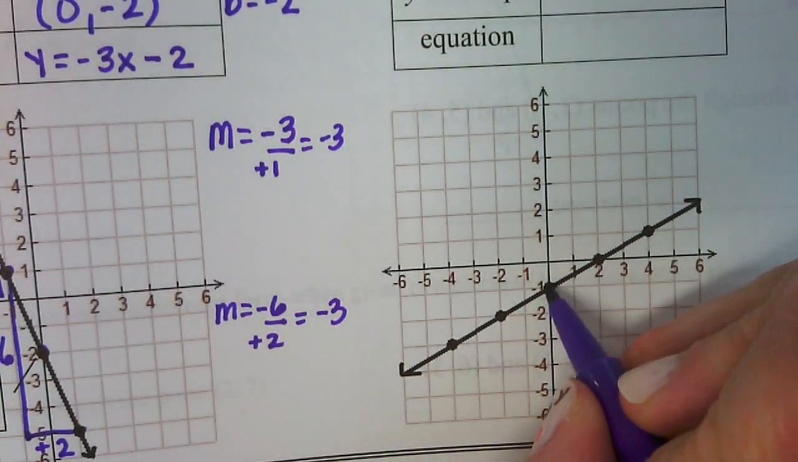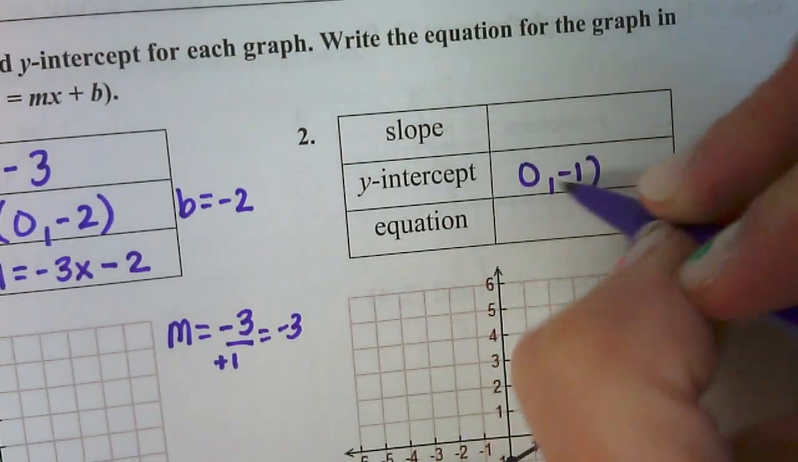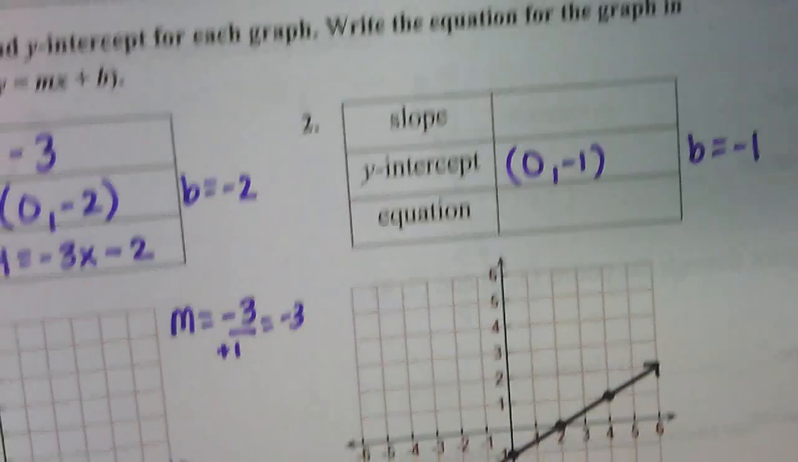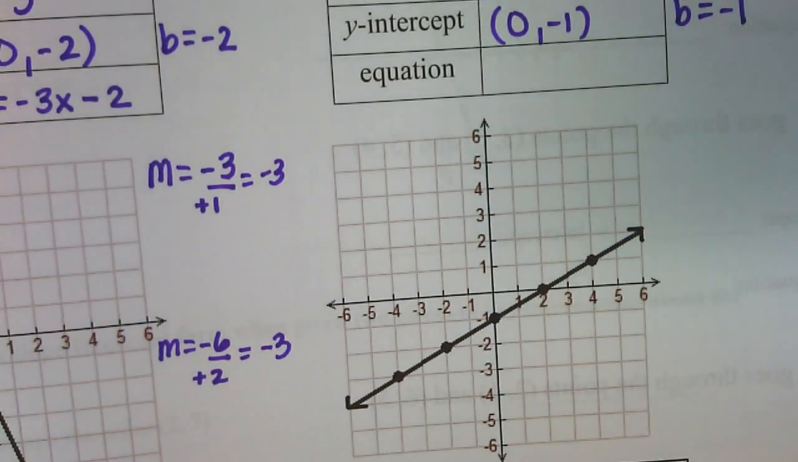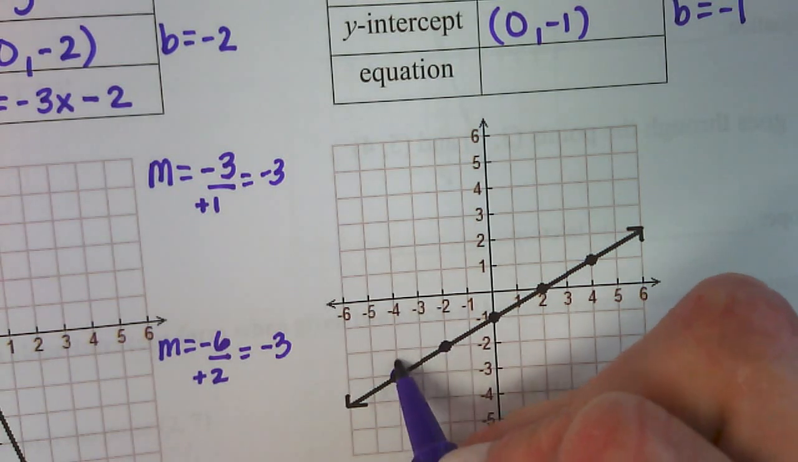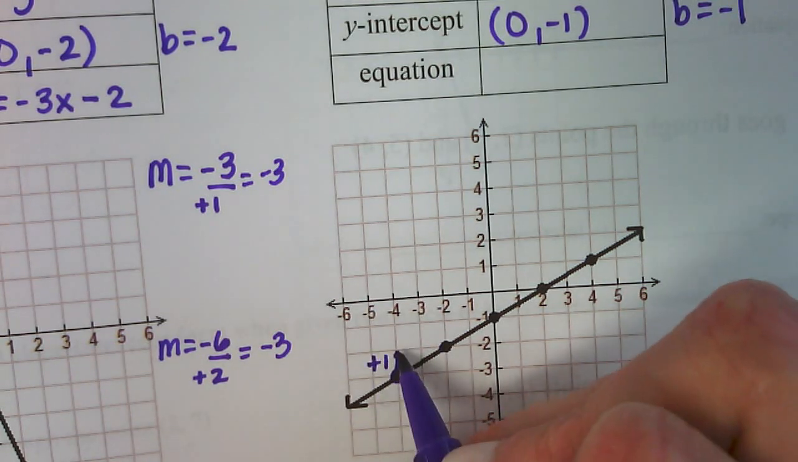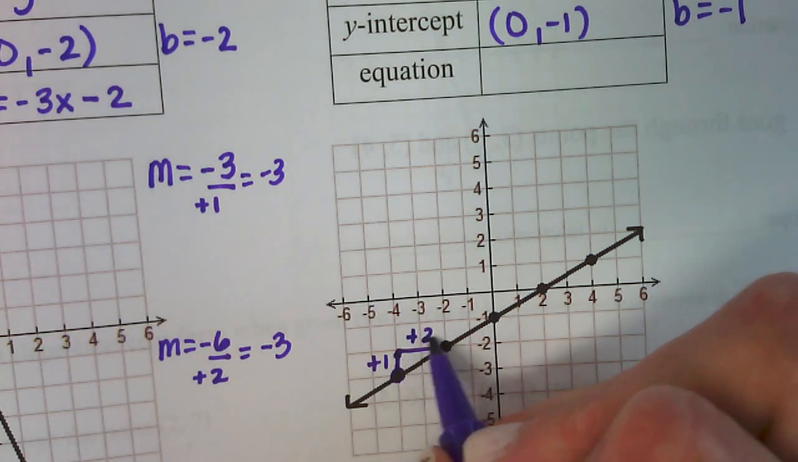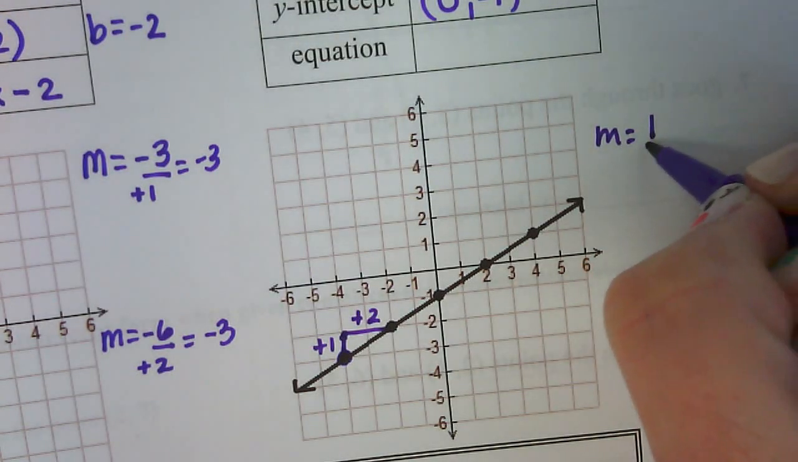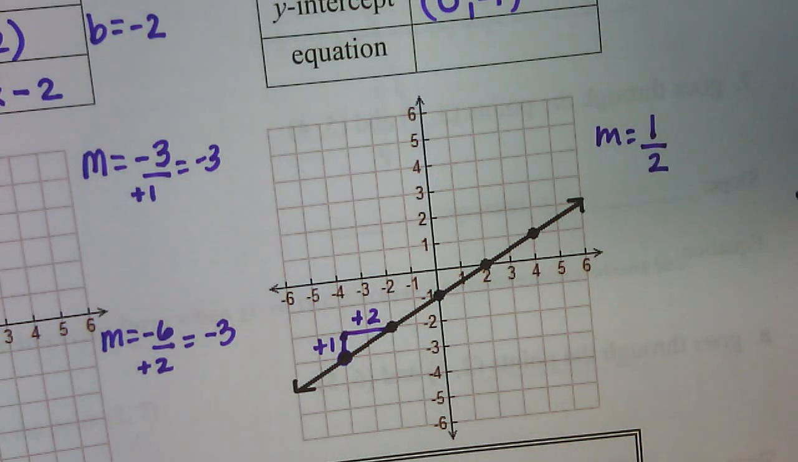Right here where it touches the y-axis, that's our y-intercept. So we're going to fill that in right here, (0, -1), which means b is -1. And I can pick 2 points on my graph. I'm going to go from here to here. I go up, so that's a +1, and I go over 2. So again, it was up 1 over 2, so 1/2.